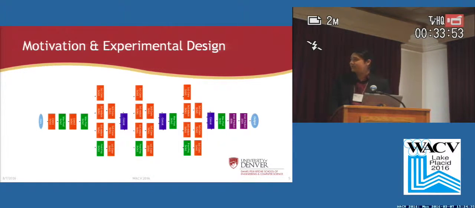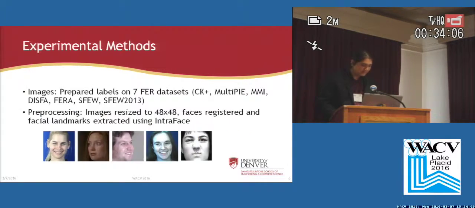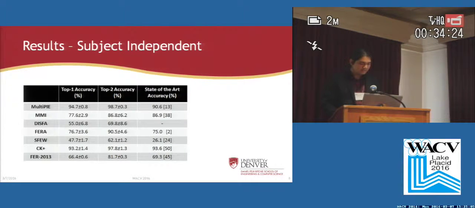This is our network. It's rotated 90 degrees, so no one can read it anyways. But it's three stacked convolution inception modules, preceded by a stack of convolution layers and followed by a classifier. For our experimental methods, we prepared labels on 7 databases and then did some pre-processing. These are some of the pre-processed images, and you can see the difference in pose and expression.